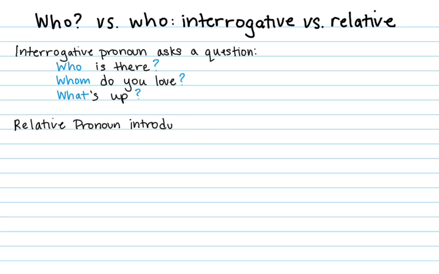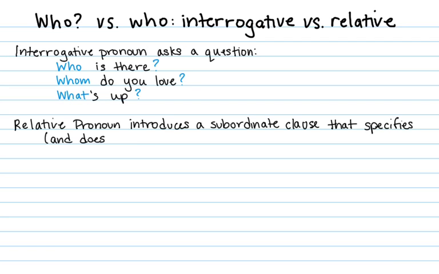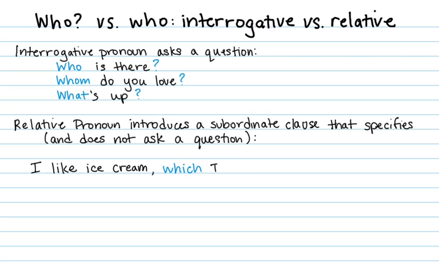Compare that to the English relative pronoun, which uses the same English words, but introduces a subordinate clause that specifies more information about its antecedent. The relative pronoun in English does not ask a question. So, for example, I like ice cream, which I eat every day. Which I eat every day is a subordinate clause introduced by the relative pronoun which. The relative pronoun which refers back to an antecedent, ice cream.